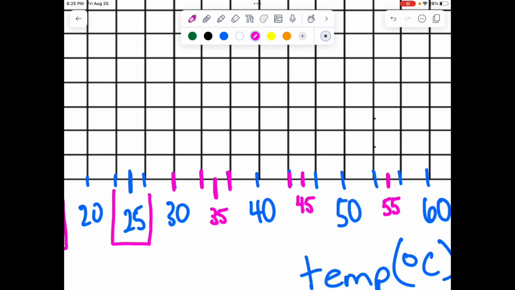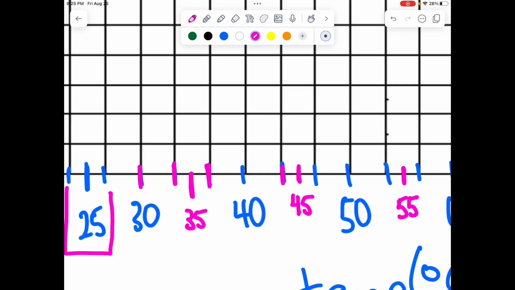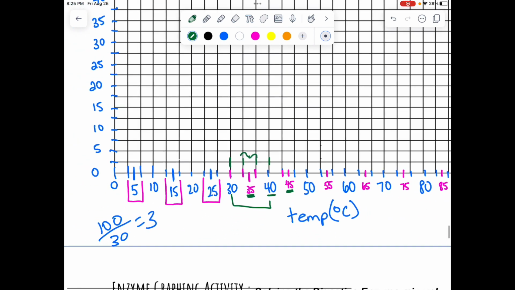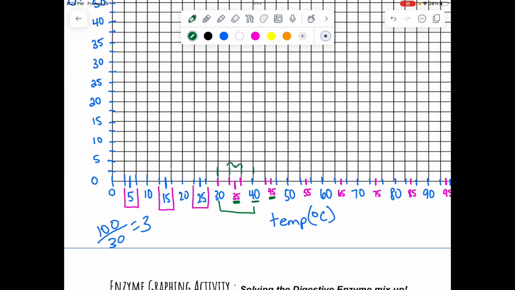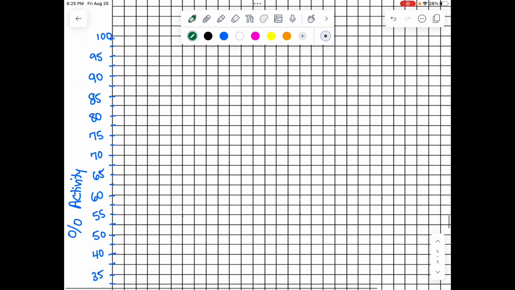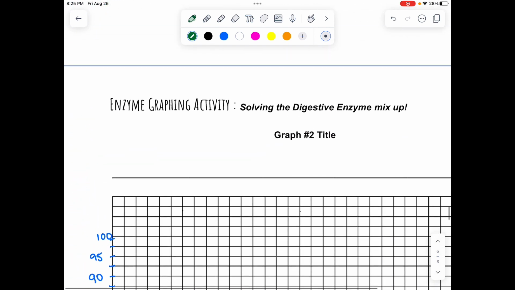But basically, since we go 30 and then we go 1, 2, 3 lines and then we go to 40, that means that in between each set of 10 is where that in between number of 35 is going to be, or where that in between of 45 is going to be. Okay, so unfortunately it's not a very fun scale to do, but now you've got both of your scales done. We do need a title for this graph.